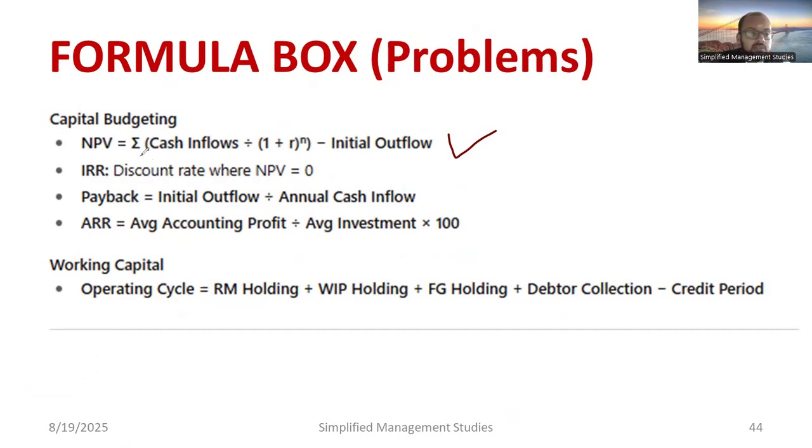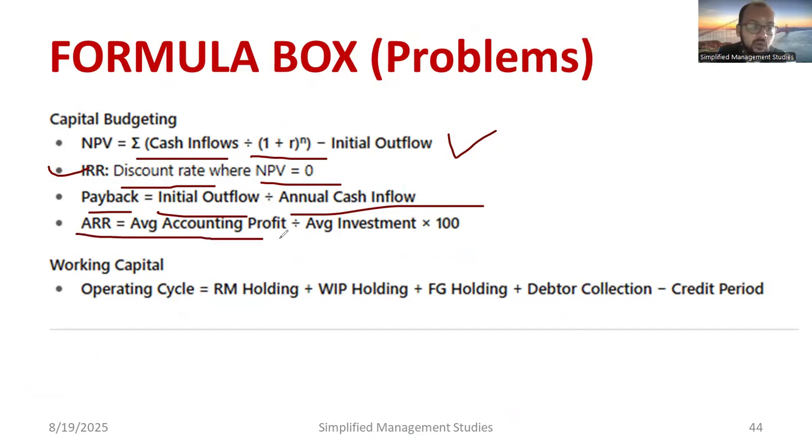NPV is the summation of cash inflow divided by (1 plus r) to the power n, minus the initial outflow. Then what is IRR? It is the discount rate at which net present value equals 0. What is payback? Initial outflow divided by annual cash inflow. ARR is average accounting profit divided by average investment, multiplied by 100.